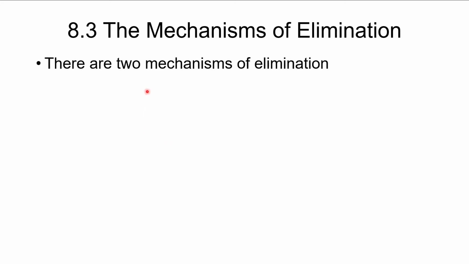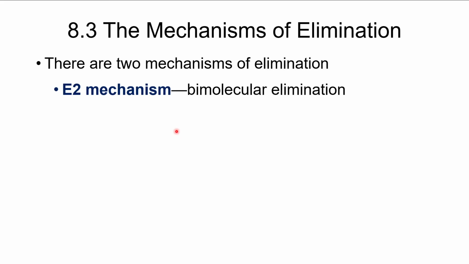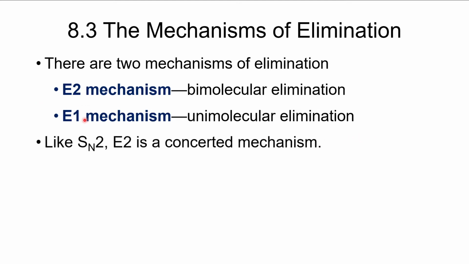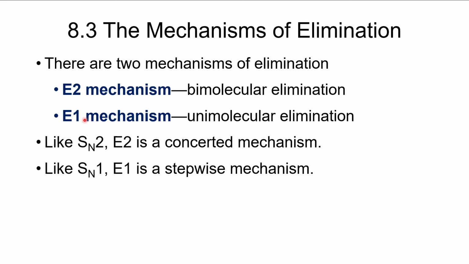So it turns out that there are two mechanisms for elimination. There's the E2 mechanism, which is a bimolecular elimination. The 2 means that it is a second order elimination reaction. And E1 is unimolecular, meaning it is a first order mechanism. Like the SN2, the E2 is a concerted mechanism, and like the SN1, the E1 is a stepwise mechanism.